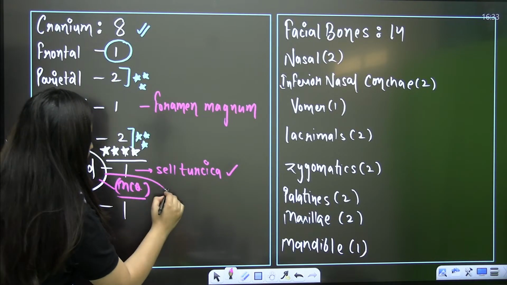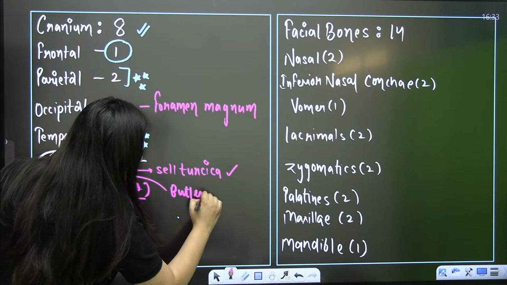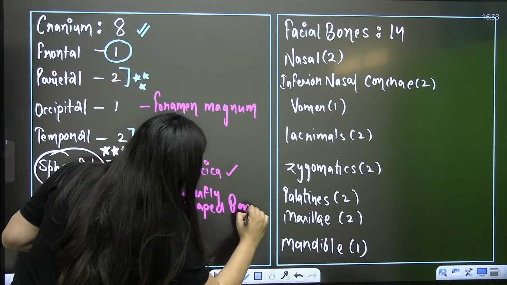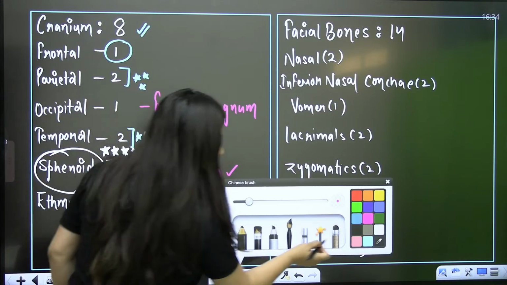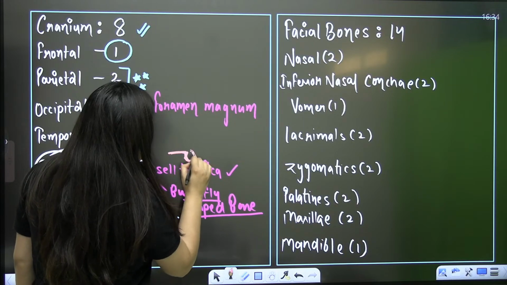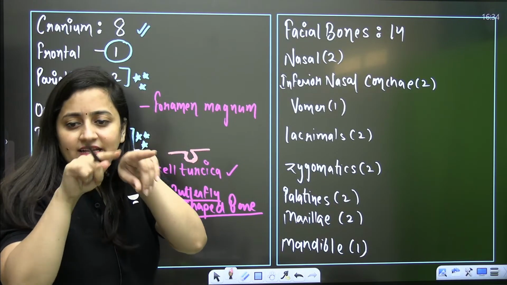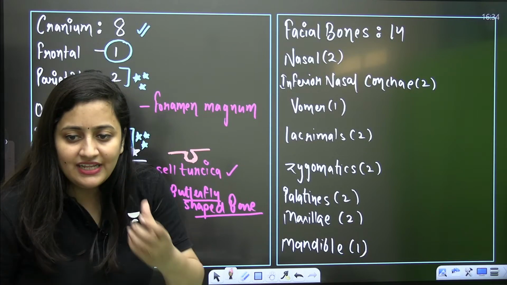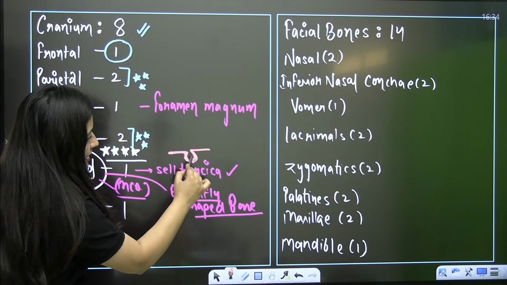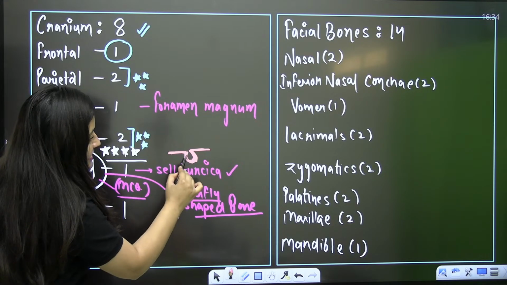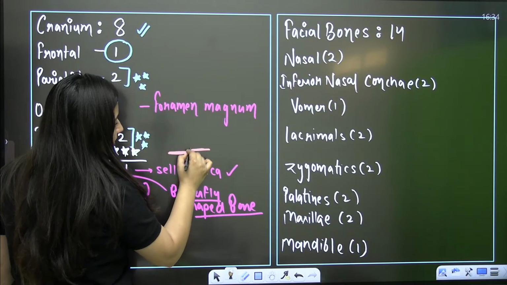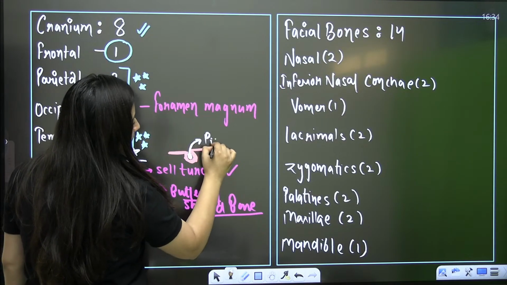Sphenoid bone. It's a butterfly shaped bone. What type of bone is it? It's a butterfly shaped bone which forms your cranium, and in this bone you will see a depression. Bones also have depressions, but depression means a cavity-like structure. So this sphenoid bone has a kind of depression, a kind of space, and in this space the pituitary gland will live.